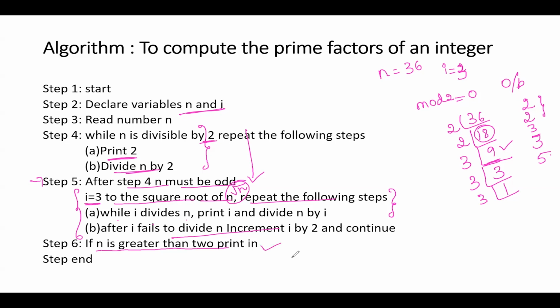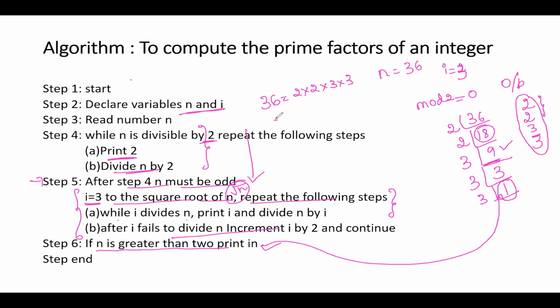Now, why is this condition there? This condition is mainly to avoid printing numbers which are less than 2, because we do not want to print 1 as an output, because 1 is not considered a prime number. Okay, so we want only the values which are prime numbers. That is the reason, and this is the output we are going to get. Hence, I can write that the prime factorization of 36 is 2 into 2 into 3 into 3.